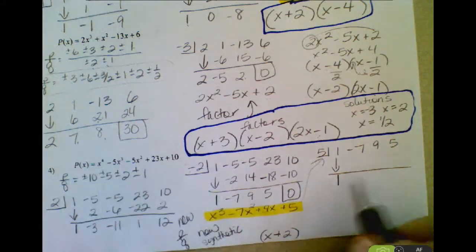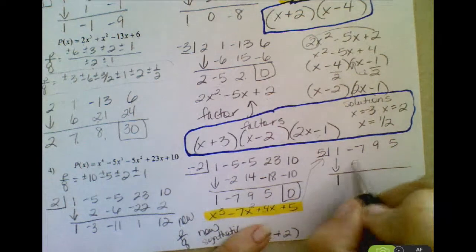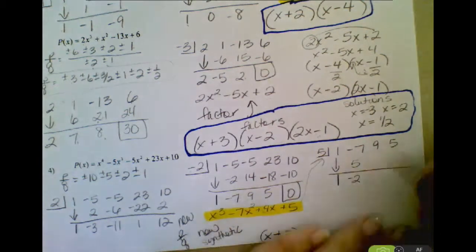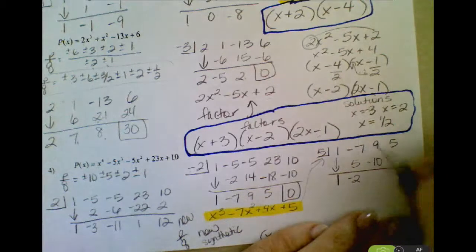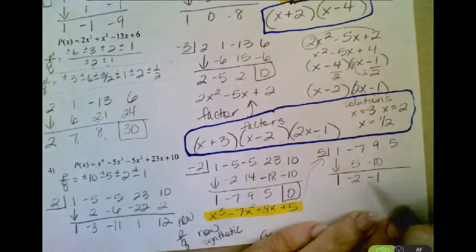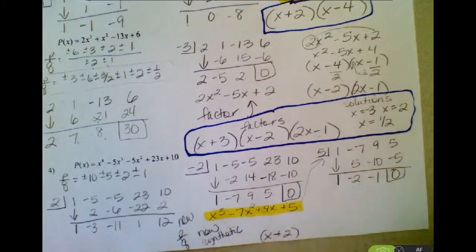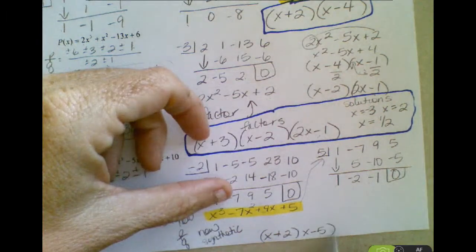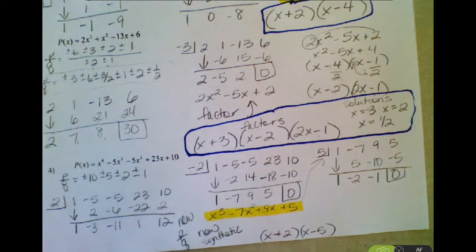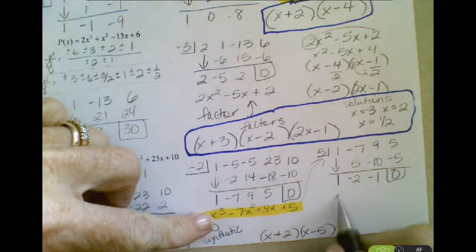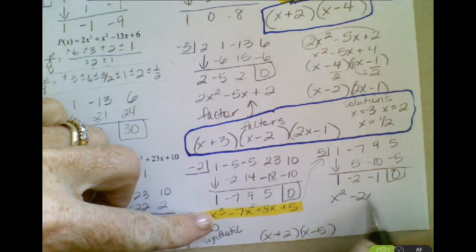Okay? So 1 times 5 is 5. -7 plus 5 is -2. 5 times -2 is -10. 9 minus 10 is -1. 5 times -1 is -5. So that gives us a remainder of 0. So x minus 5 is another one of our factors. Okay? And then if I wrote my answer here, now I'm decreasing by 1 exponent again, so I get x squared minus 2x minus 1.